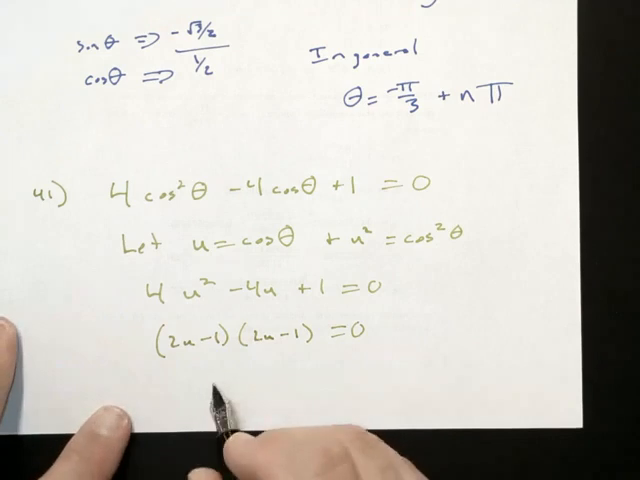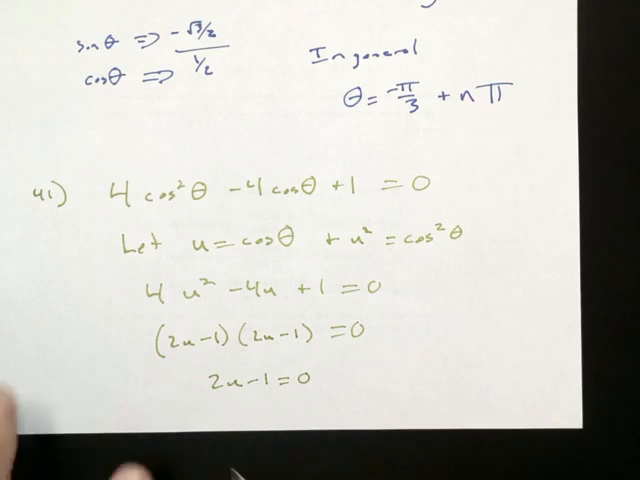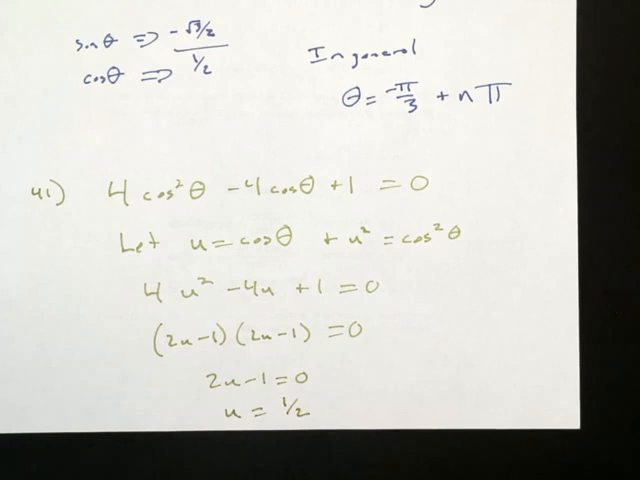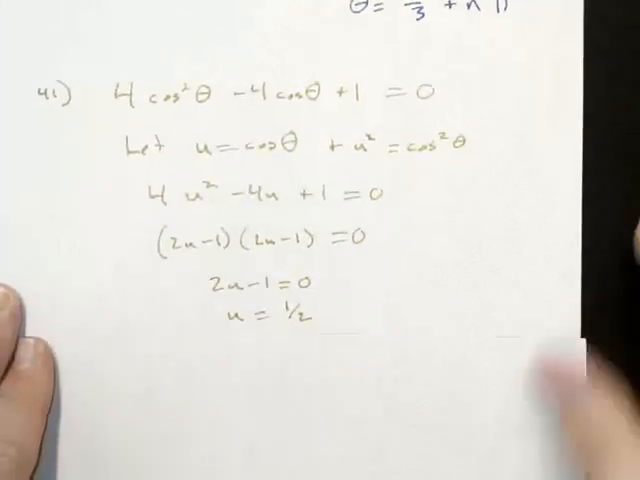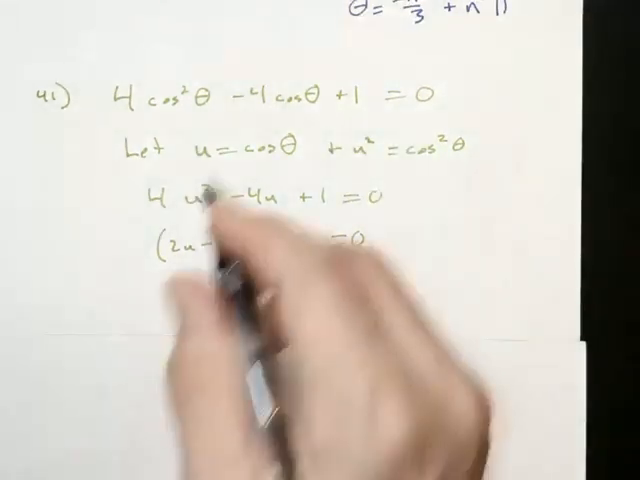Which means I set each factor equal to 0. That's really the same thing. And I get u equals 1/2. But I don't care about solving this in u. I care about solving this in theta. So let me go back and undo my simplifying substitution.